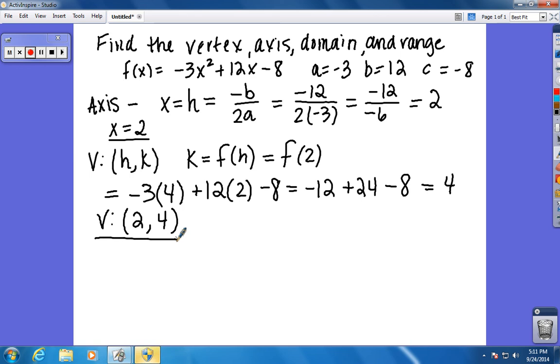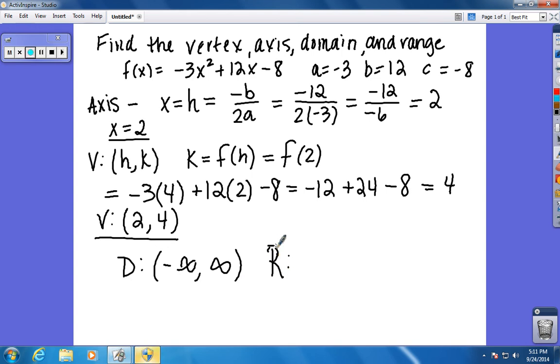Now for the domain, this is a parabola, so your domain is all real numbers. And in interval notation, that means that we can plug in any number between negative infinity and positive infinity, and we can get a real number out. The range is a little trickier, but this is how I look at it.